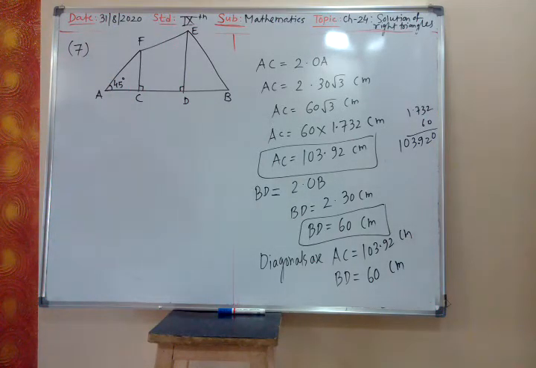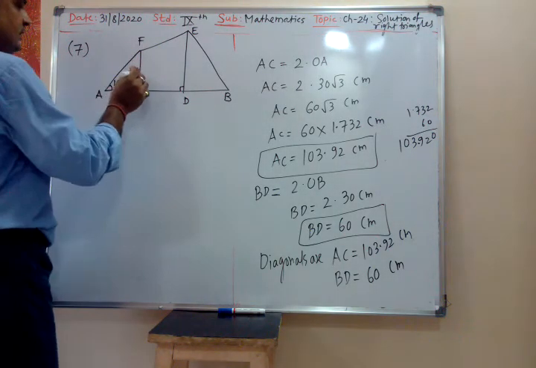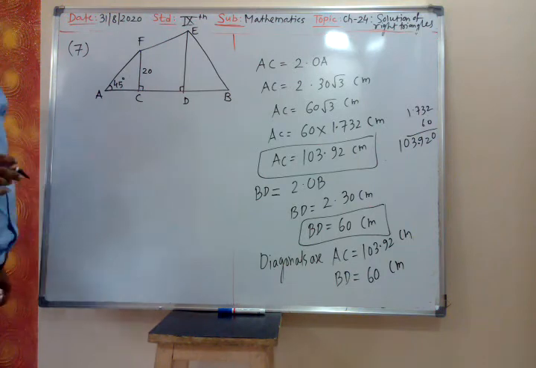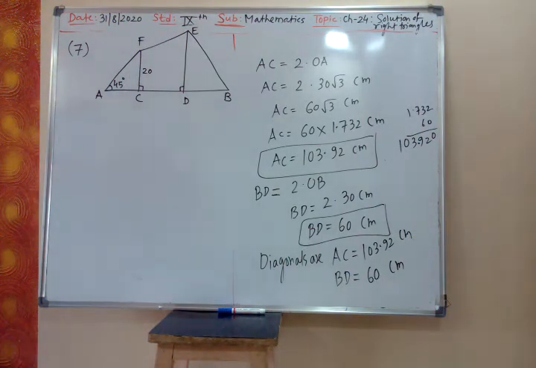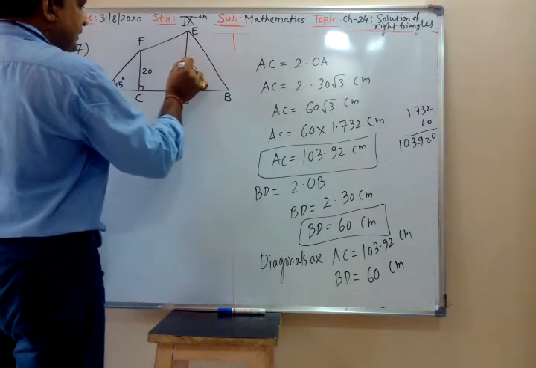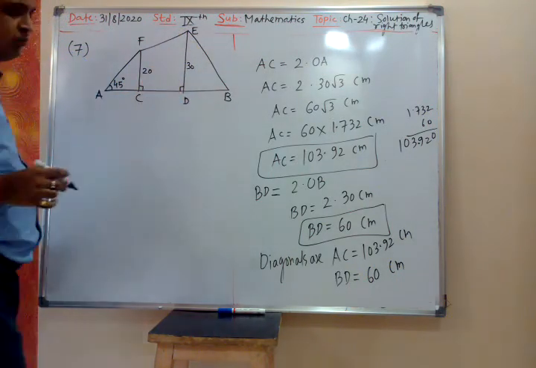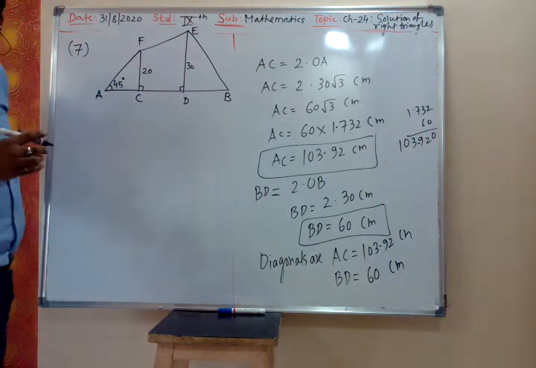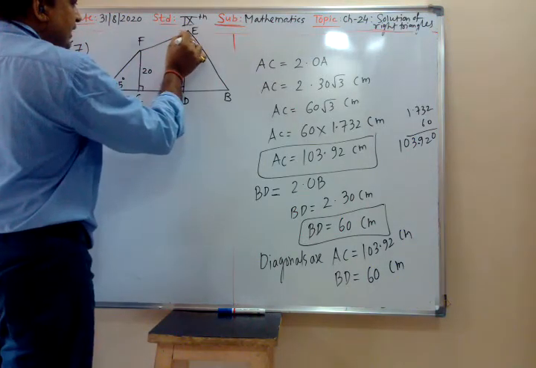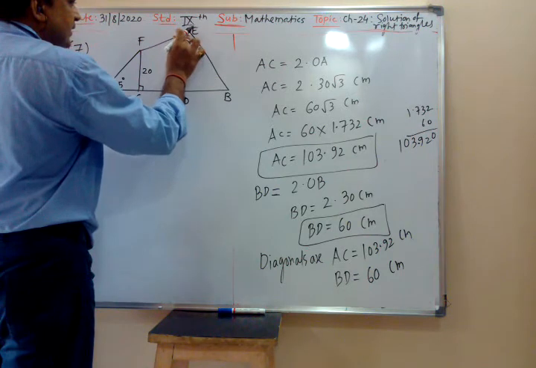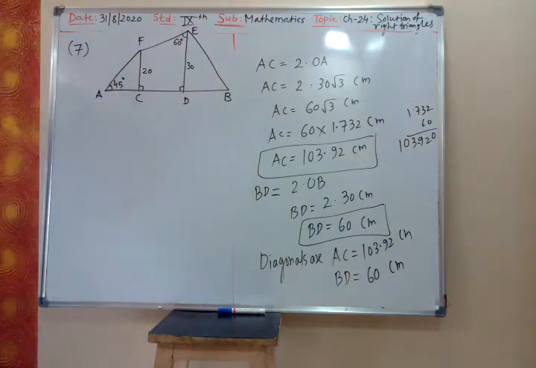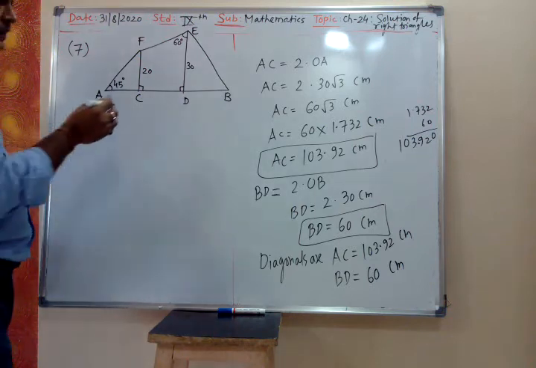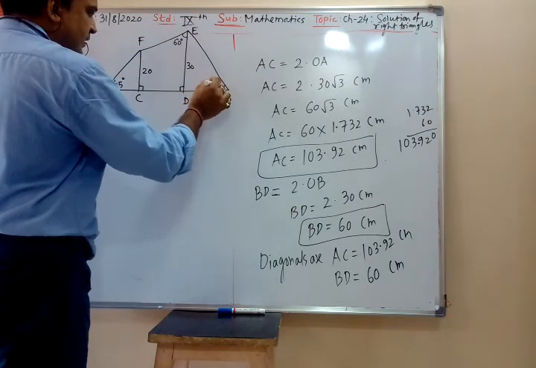Then the length of CF is 20. Then the length of BD is given 30, the complete length is 30, remember. And angle FED is given 60 degree. Complete angle is not. FED is given 60 degree. Angle EBD is also given 60 degree.